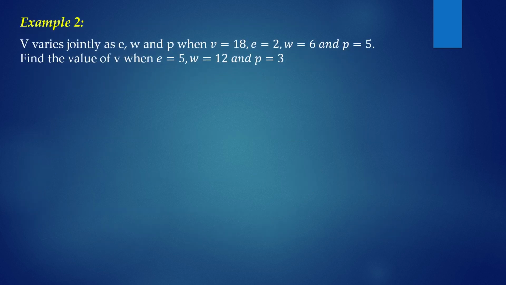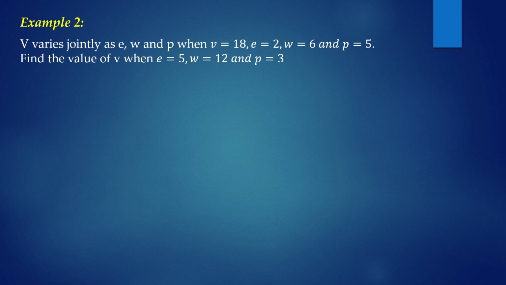Example number 2. V varies jointly as E, W, and P. When the value of V is 18, E is 2, W is 6, and P is 5. Those are the first values of V, E, W, and P. The second statement says to find the value of V when the second value of E is 5, the second value of W is 12, and the second value of P is 3. So, how are we going to solve this one?